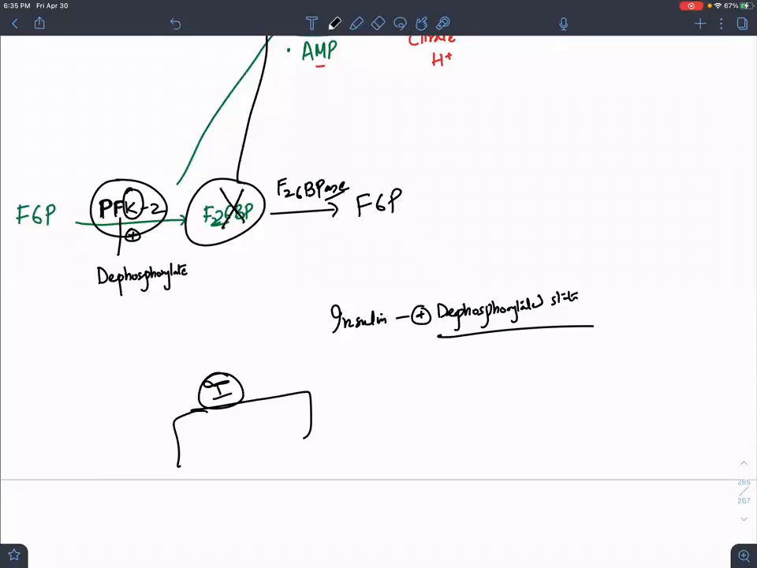fructose 2,6-bisphosphatase. If you want to produce fructose 2,6-bisphosphate, you have to activate the enzyme. You have to dephosphorylate the PFK2 enzyme. If you want to destroy the F26BP, take the enzyme, remove the phosphate by the enzyme fructose 2,6-bisphosphatase. Is it clear, friends? Guys, is it clear? Now listen to me.